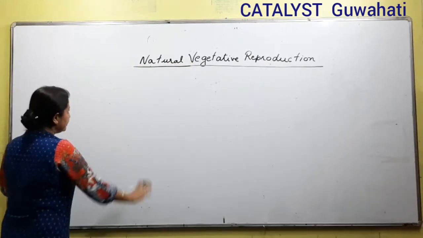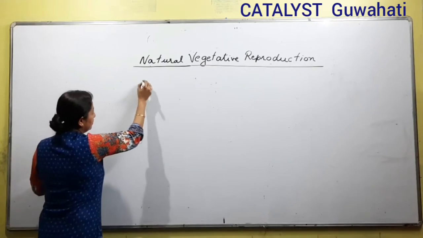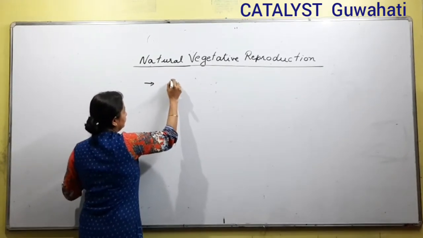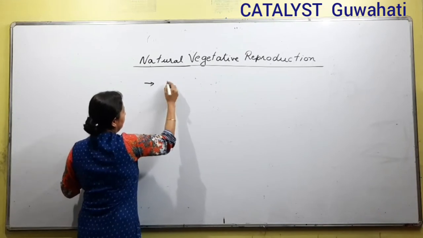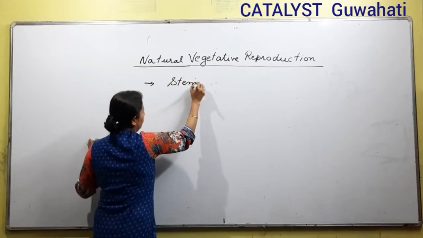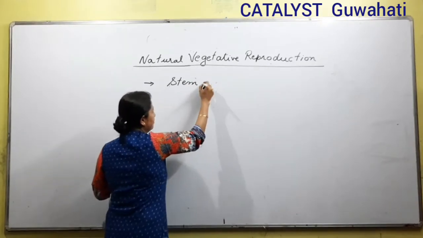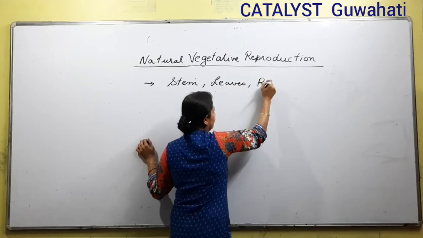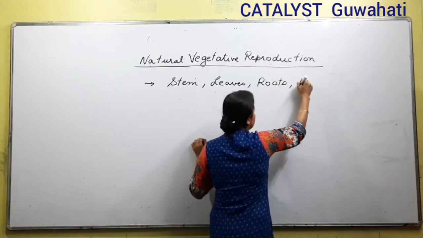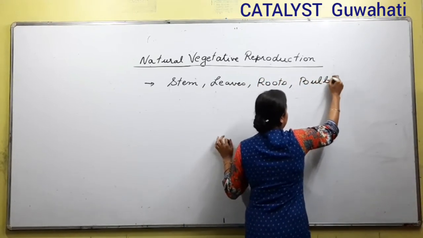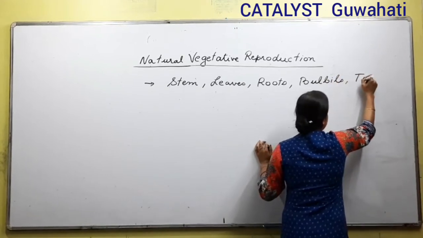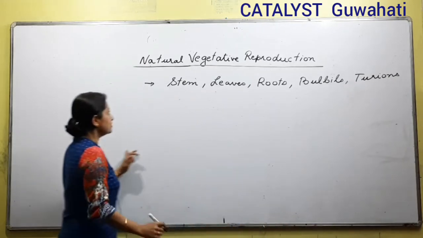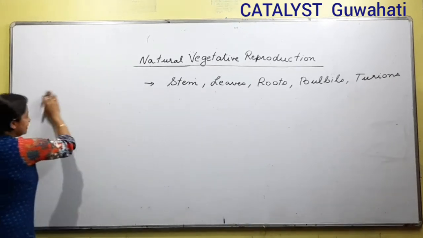Right. So, natural vegetative reproduction occurs through vegetative parts. The reproductive unit could be a stem, leaves, roots, bulbils, turions, etc. Right? So we would be starting with stem.